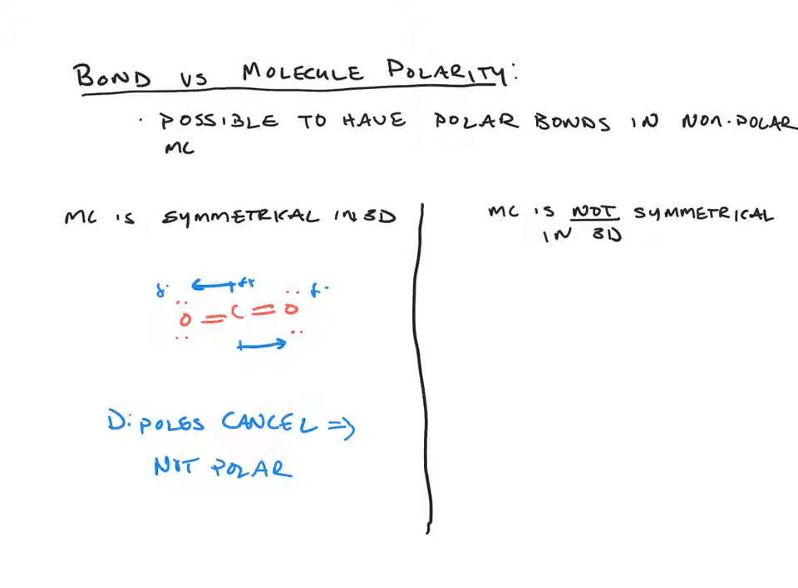Okay? But if the molecule isn't symmetrical in 3 dimensions, like let's say that I have HCN, just to go with the same linear example, right? So for HCN, I have a tiny dipole between the carbon and the hydrogen, and I have a larger dipole between the carbon and the nitrogen. But if I look at this molecule, it's not symmetrical, right? Those dipoles actually don't cancel each other out. They add up to a larger, what we call molecular dipole, which means that this molecule is polar.